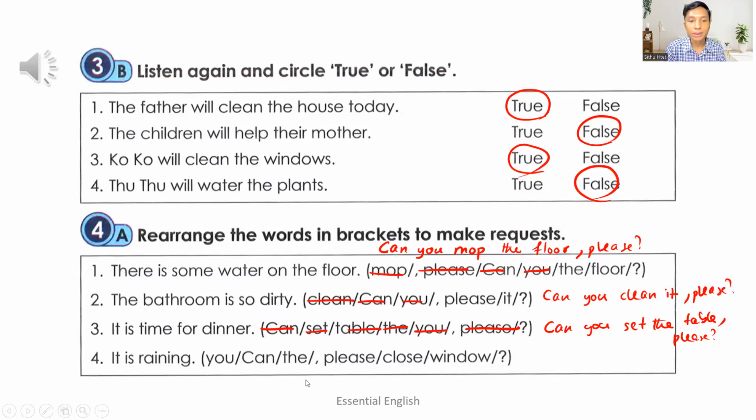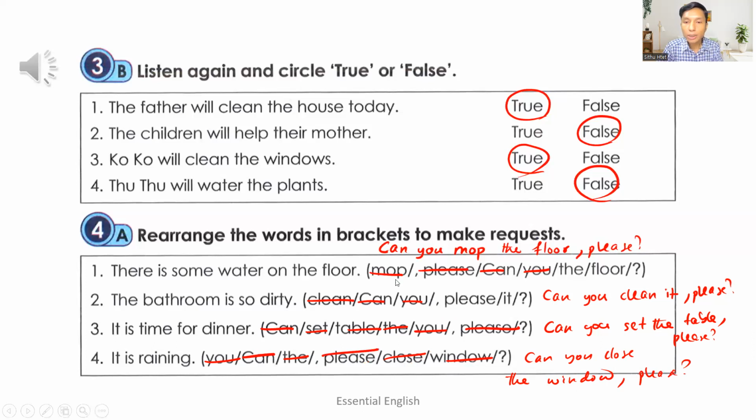Okay. And the next one. It is raining. Can you close the window, please? So if you look out of the window, you can find that it's raining. The rain is falling, and you need to close the window. But you don't want to close it yourself. So please, you make a request. You say, can you? Please use a verb, close. Can you close the window? Can you close the window, please?